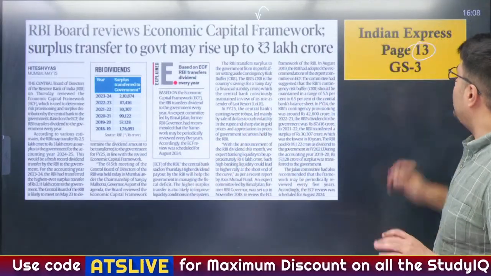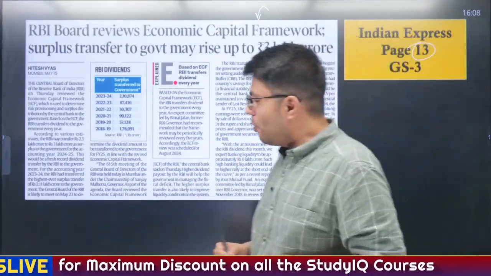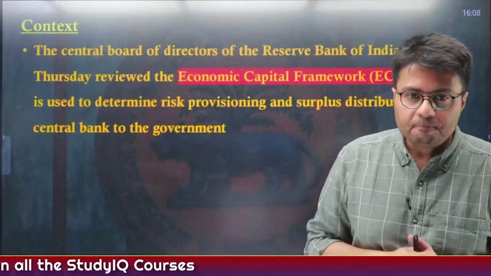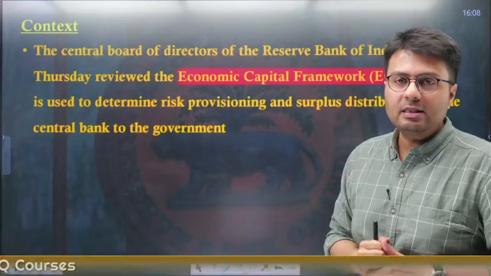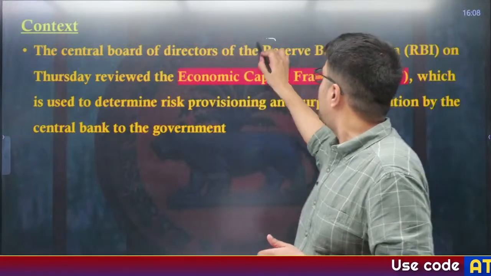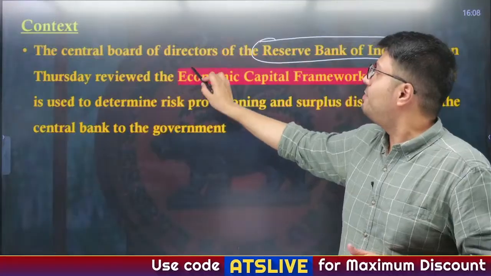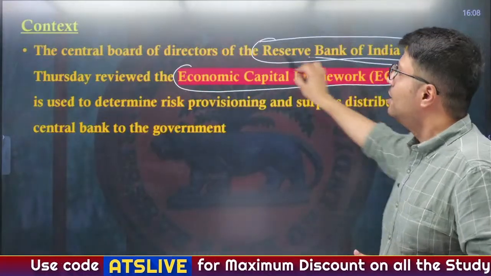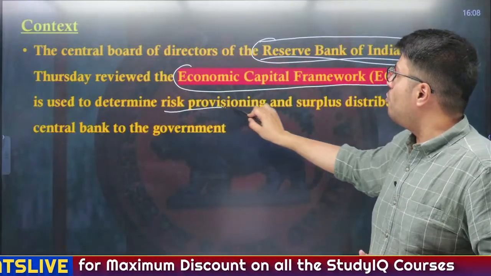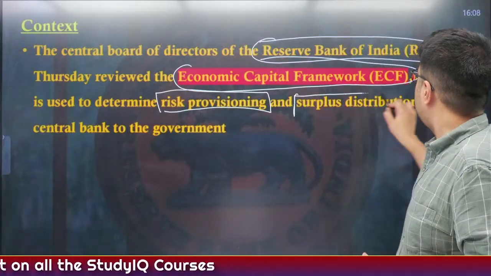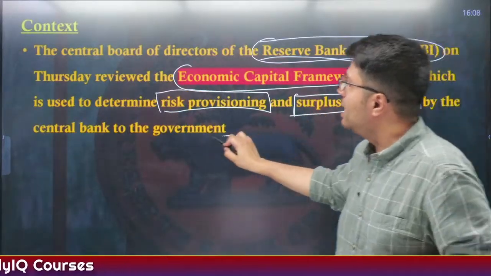Now, this appeared in the economy page, that is on page 13, and obviously the relevant paper is GS paper 3. Hello, Arun Kumar. Now, the context of today's discussion is that the Central Board of Directors of the Reserve Bank of India yesterday reviewed the economic capital framework, which is used to determine the amount of risk provisioning that the RBI does and also the surplus distribution of its profits to the government of India.